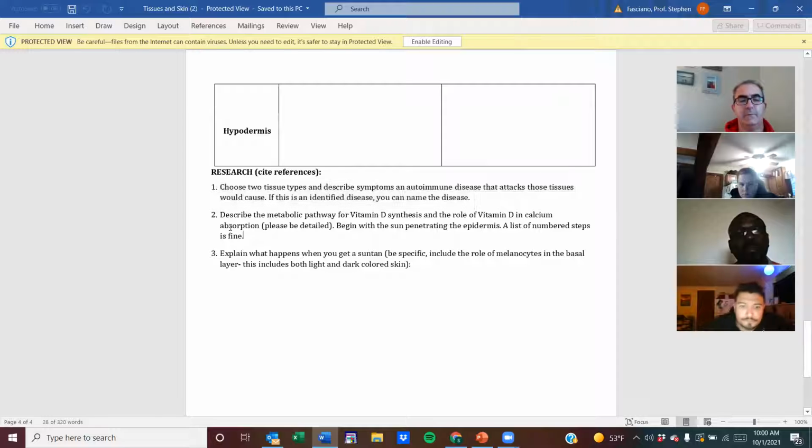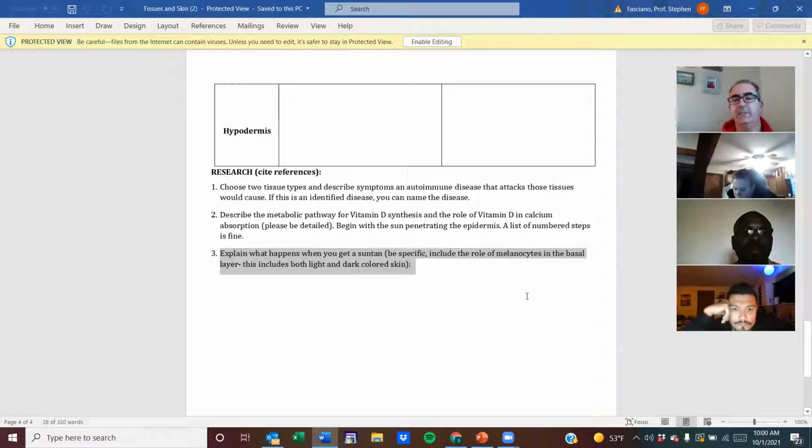I'm actually going to cross out number 2. Describe the metabolic pathway for vitamin D synthesis and the role of it in calcium absorption, because your skin needs to be exposed to sunlight for vitamin D synthesis. But then the third one you definitely need to do: explain what would happen when you get a suntan, right? What do the melanocytes do? Why does the suntan go away? Does this happen to people with both light and dark colored skin? That kind of thing.